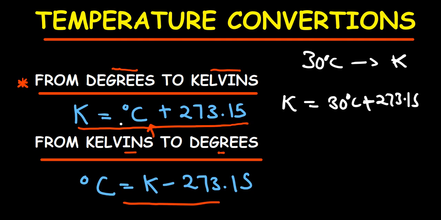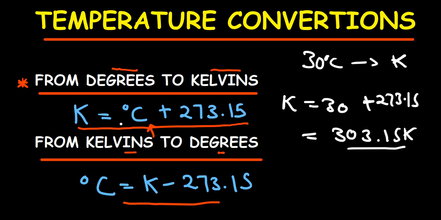When you put your 30 degrees here, you ignore the units. So we write it now: 30 plus this value here. When we add this, what do we get as our answer? My calculator is giving me a temperature of 303.15 kelvins. So we've converted this 30 degrees Celsius to kelvins.